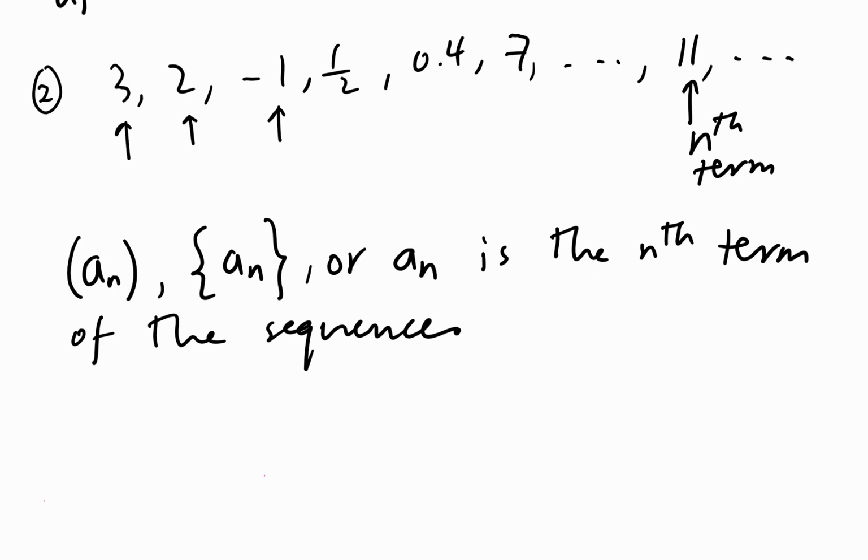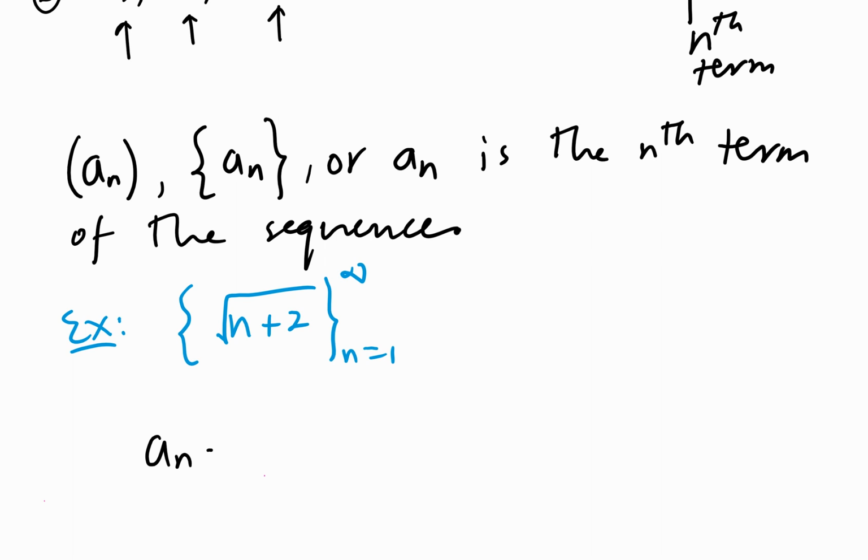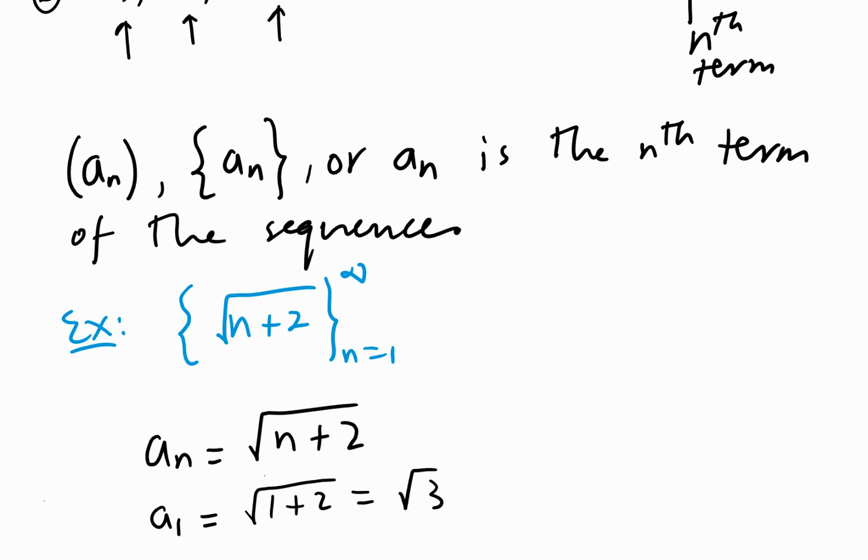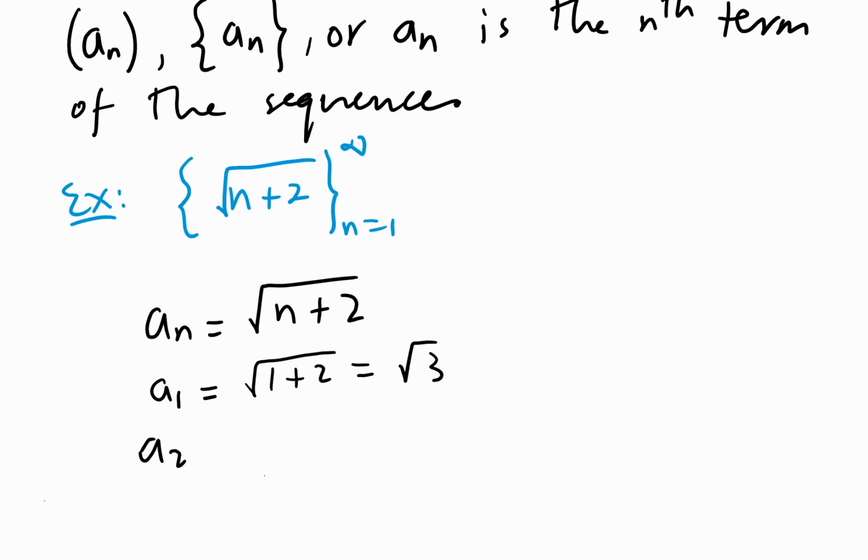So let's look at this sequence as an example. The square root of n plus 2, and I'm going to write n equals 1 to infinity. What does that mean? That means a sub n is the square root of n plus 2. If I'd like to find the first term, all I do is plug in n equals 1, so that gives me square root of 3. That's the first term of the sequence. Even if it's not specified, n is always bigger than or equal to 1, unless specified otherwise. Sometimes they might start at 10.